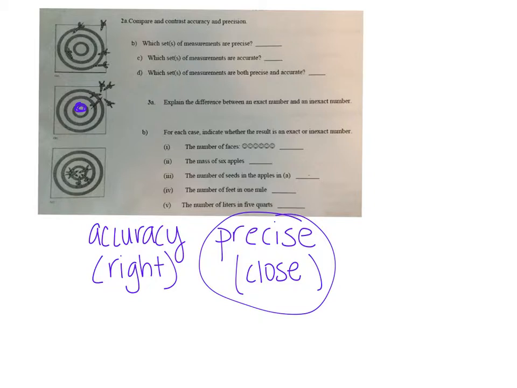So when we're looking at our bullseye, precise is when they are grouped together. So looking here, which measurements are precise? I would say B and C. Which measurements are accurate? That's going to be C. Those are right where they need to be. Which ones are both precise and accurate? That is going to be C. And as you can see, A is all over the place. There's something wrong with whatever was throwing the darts at that bullseye, or target.